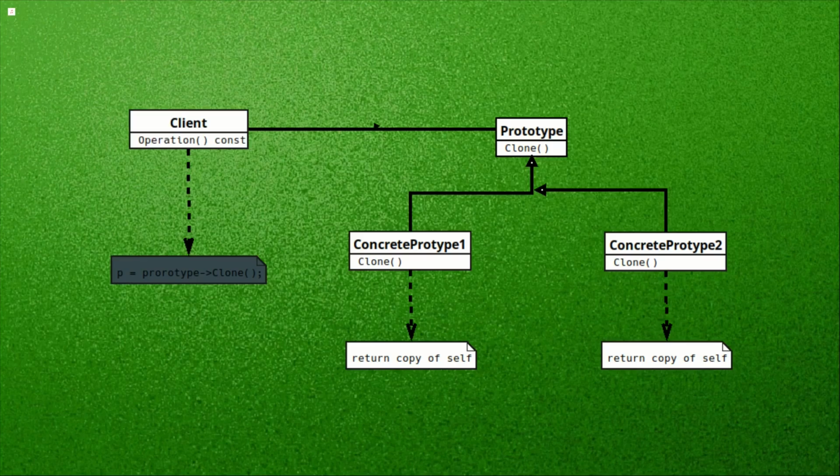Client creates new objects by calling clone on the prototype instance. Interacts with the prototype interface, not the concrete classes. Avoids direct instantiation using new concrete class, reducing coupling. Relies on polymorphism to generate objects dynamically at runtime.